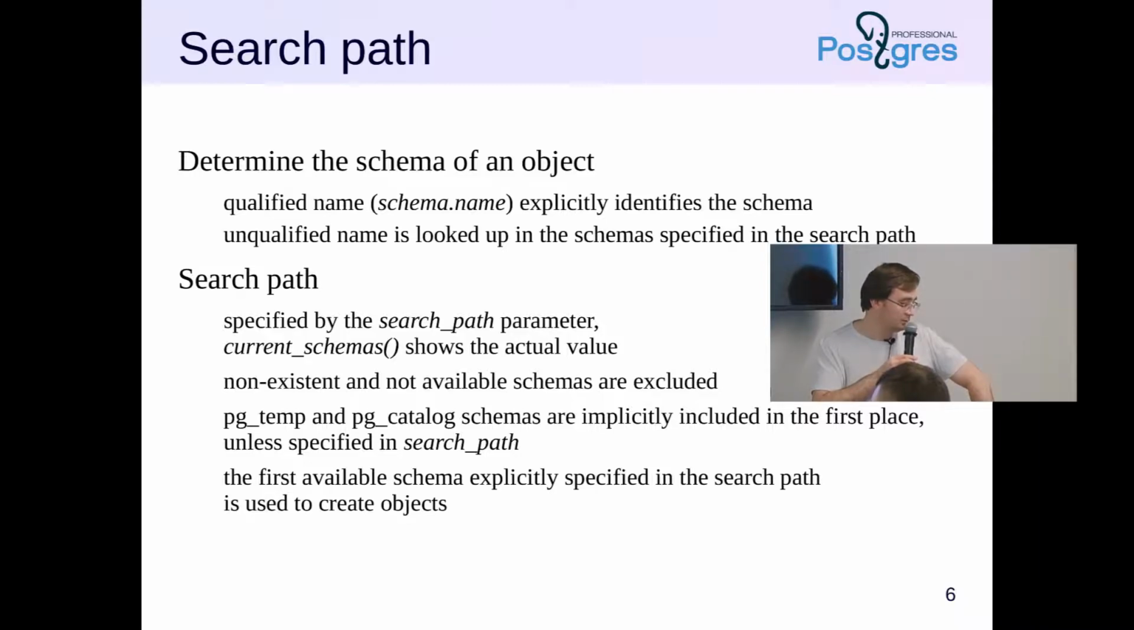And first available schema, which you explicitly define in search path parameter, is used to create your objects. When you use create table, for example, table will be created in the first explicitly specified schema in search path.